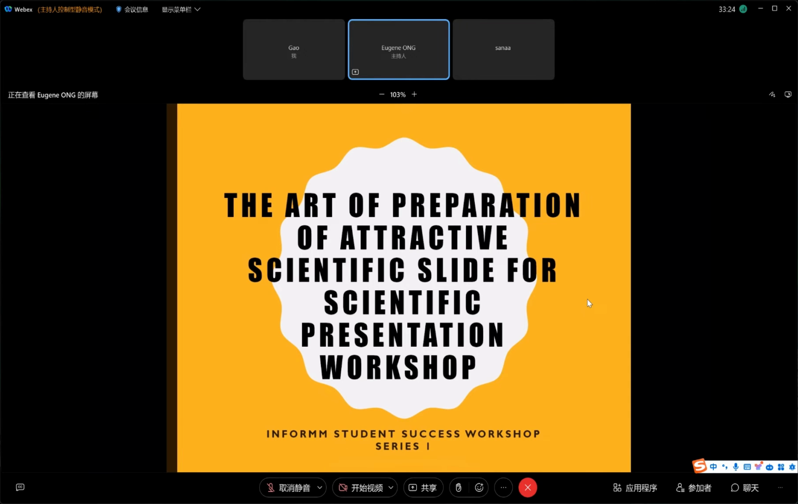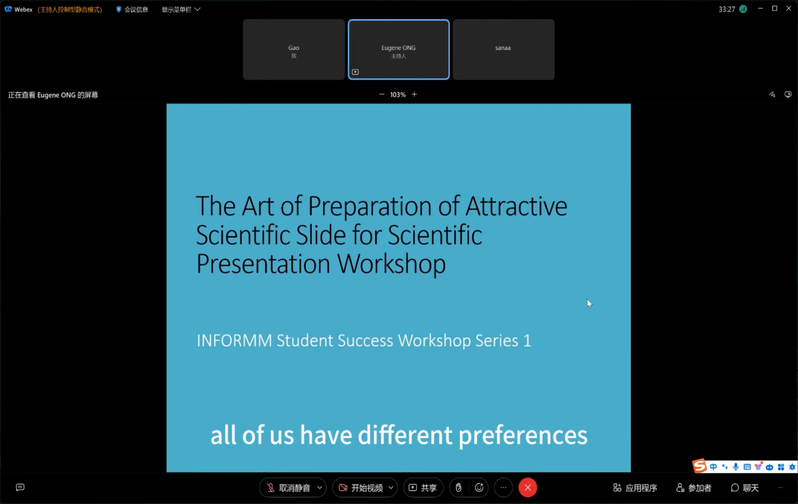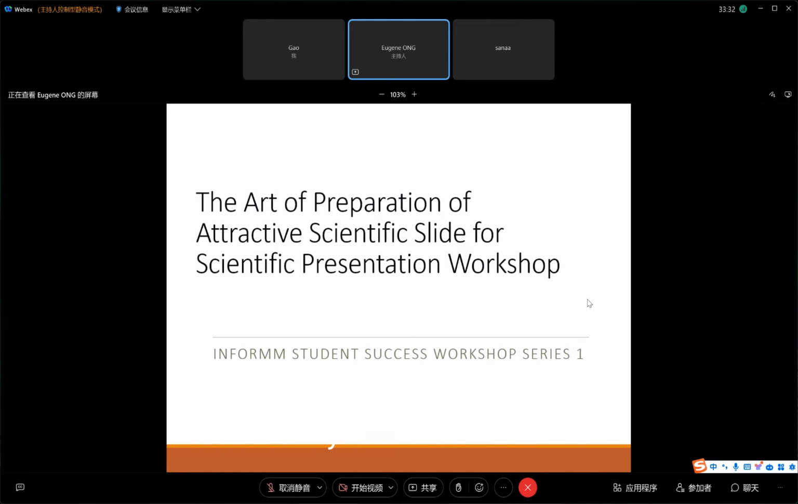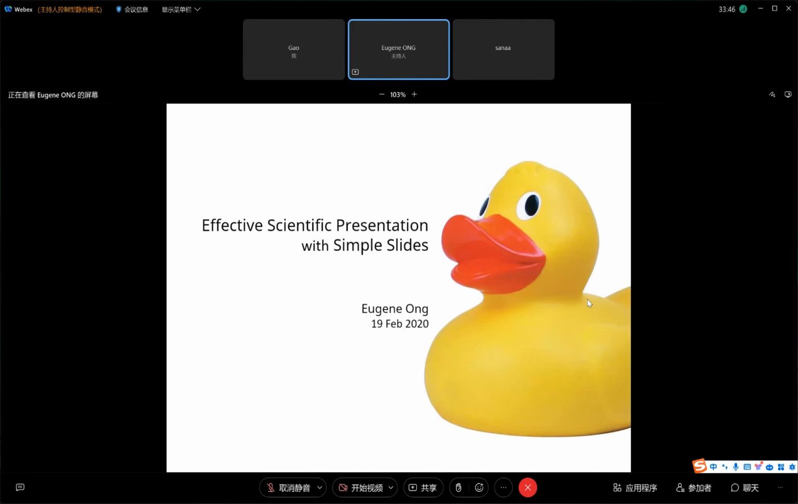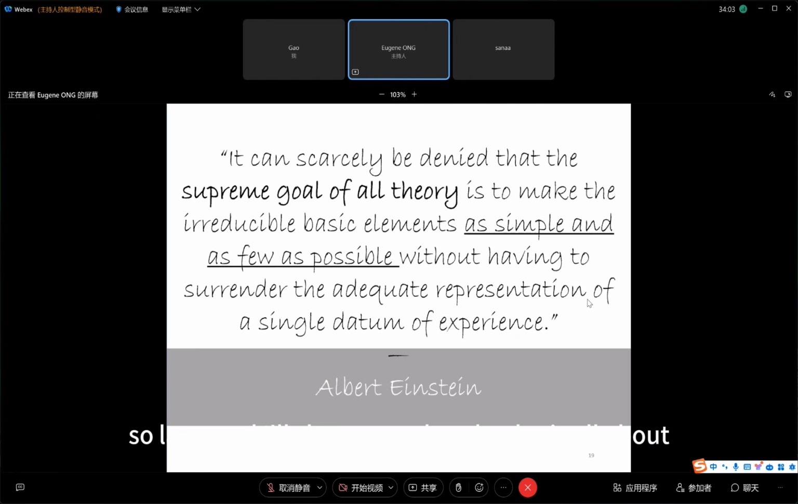It depends. All of us have different preferences. However, a simpler one may be better, right? It may be easier to read. If the text is too bold or too fat, then it will be very difficult to read as well. So keep things simple. Okay, so this was presented just before the pandemic in February 2020. So what we want to do is present our scientific presentation with simple slides. Okay, later on, I'll show you what the duck is all about.